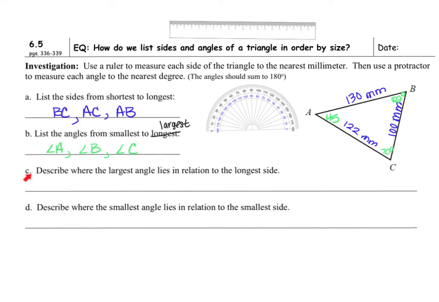Now let's take a look at letter C. Describe where the largest angle lies in relation to the longest side. So my largest angle was C. How does that relate to the longest side? The largest angle is opposite the longest side. So if you look at my longest side, which is 130 millimeters, the angle opposite that one was 70, which was my largest angle. Now describe where the smallest angle lies in relation to the smallest side.